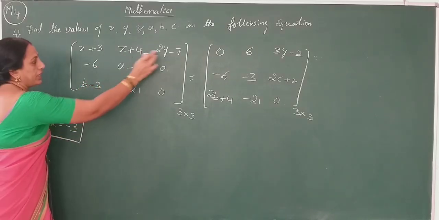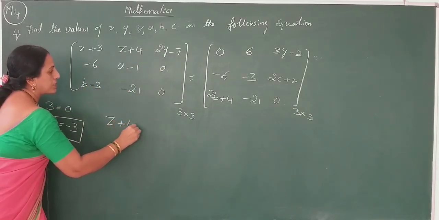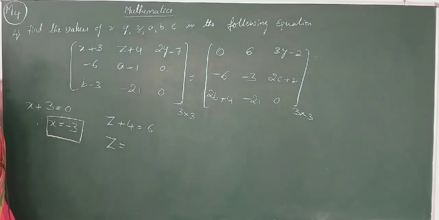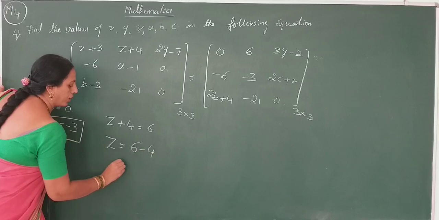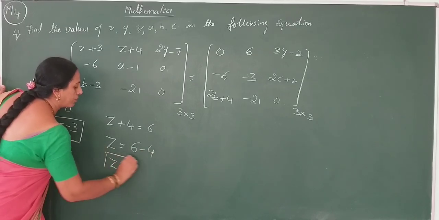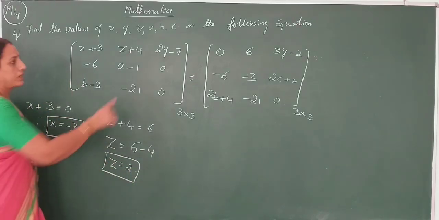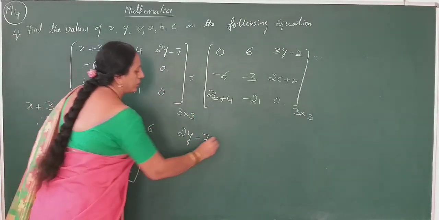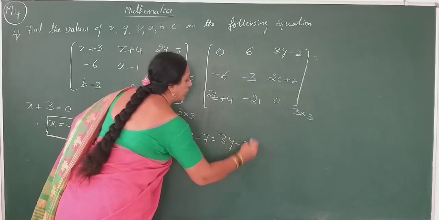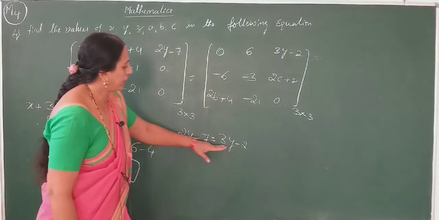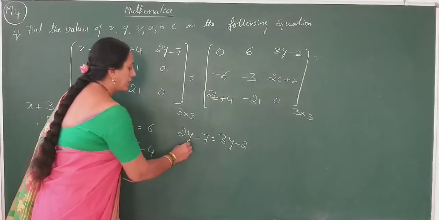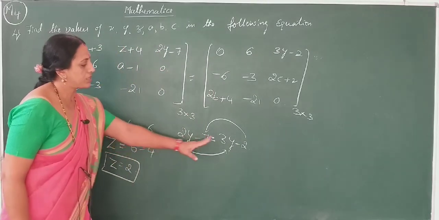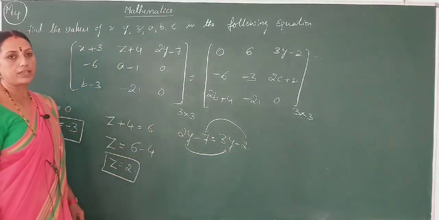Similarly, second element is nothing but z plus 4 is equal to 6. It is also a single variable. Therefore z is equal to 6 minus 4, it is nothing but 2. Therefore z is equal to 2. Then the third one is 2y minus 7 is equal to 3y minus 2. But y is represented in 2 different places. Therefore, it can be solved by separation, meaning the terms with variables are on one side and the remaining constants are on the other side.